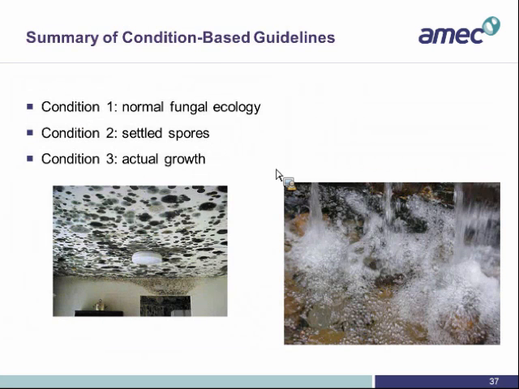So for the summary of condition-based guidelines, the IICRC uses this. Condition 1 is just your normal fungal ecology, what you would find in this room today, in the carpet, on tables, in the upholstery. Just what you normally find. Then condition 2 is settled spores, where you've had an incident or some kind of event somewhere else and there's been settled spores and some contamination from that. And then condition 3 is actual growth. It's very interesting in that they don't differentiate between a little growth and a lot of growth, but it's up to professional judgment in this case.